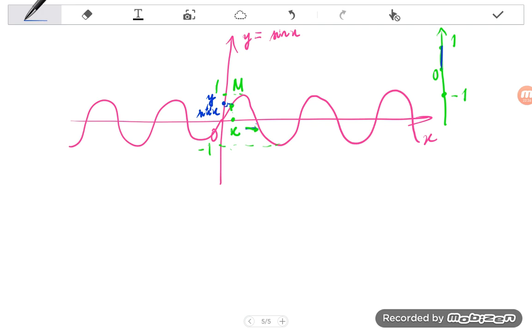Then it will move from 1 to 0 to minus 1, then from minus 1 to 1, then from 1 to minus 1, and then from minus 1 to 1. It repeats infinitely, going from 1 to minus 1, minus 1 to 1, over and over.